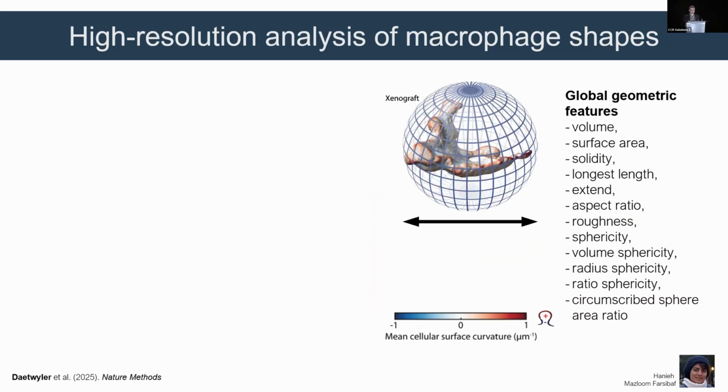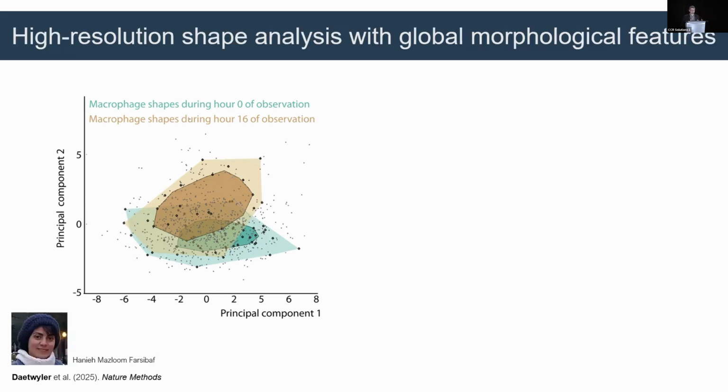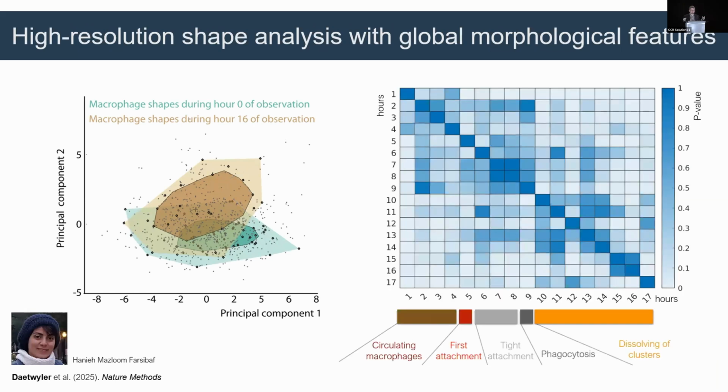And to quantify this a bit more, this shape follows function, we defined global geometric features such as volume or surface area and abstracted this into a PCA space. So each macrophage now is a point over the whole duration, and we see how macrophage shapes at hour 0 are different from macrophage shapes at hour 16. If we now have those distributions, we can assign a p-value for how similar these distributions are. If we plot this over time, we get a matrix of each hour to each other hour, and if it's more blue, the p-value is high, meaning the shapes are very similar. If it's white or less blue, the p-value is low, so the shapes are very different.